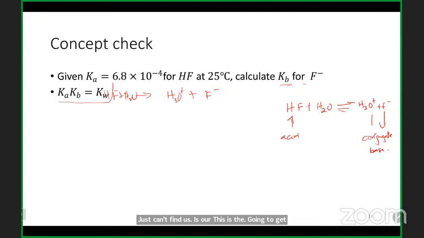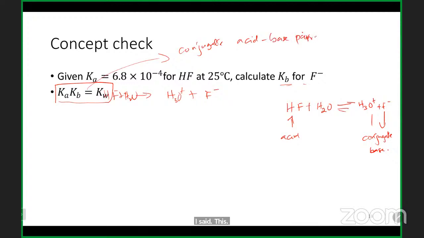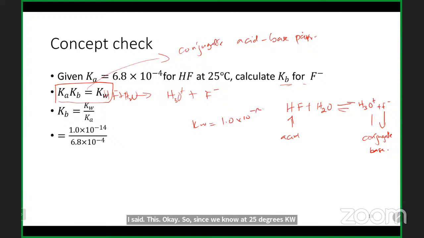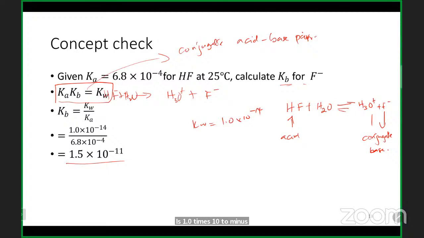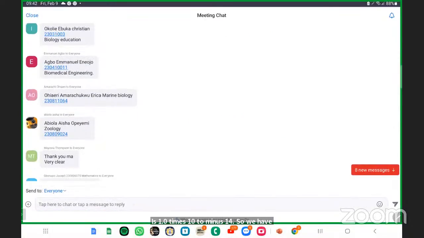All we need to do is recall this formula, Ka times Kb equals Kw, not for everything, but for a conjugate acid-base pair. Since we know that at 25 degrees, Kw is 1.0 times 10 to the minus 14, we have our conjugate.